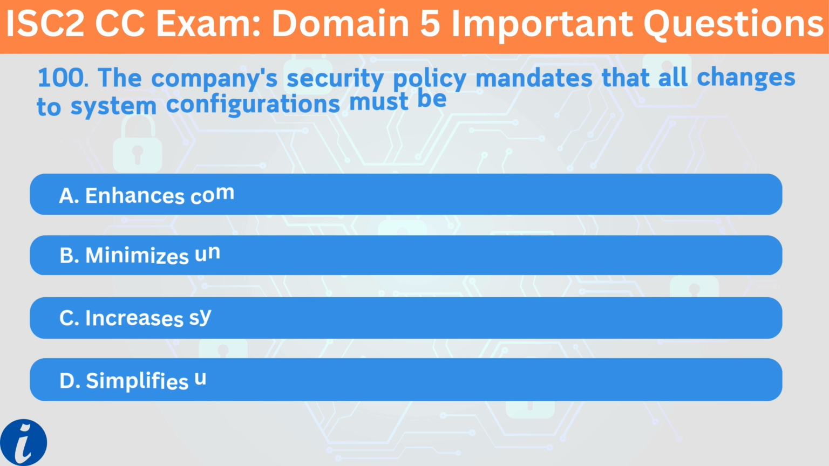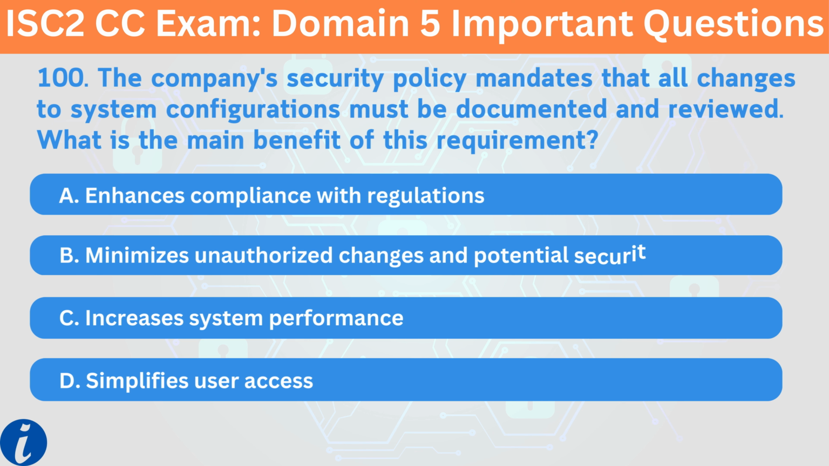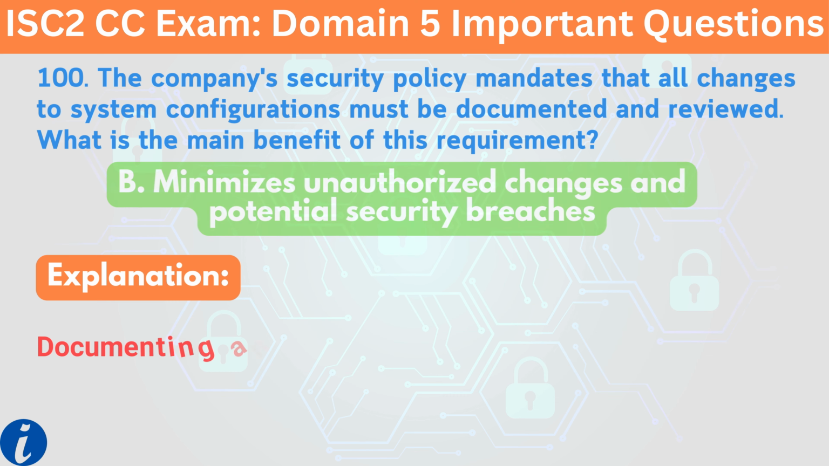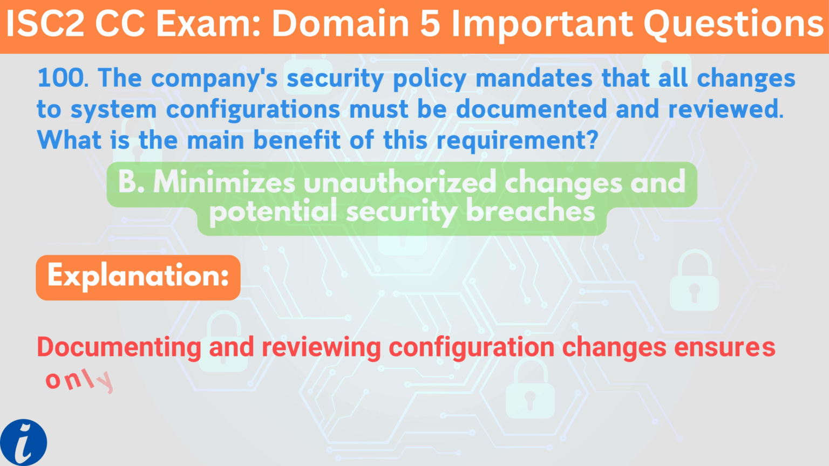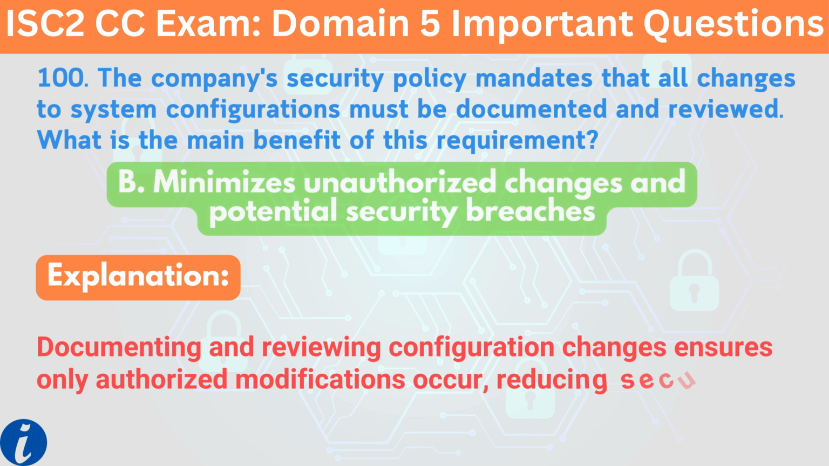100. The company's security policy mandates that all changes to system configurations must be documented and reviewed. What is the main benefit of this requirement? A. Enhances compliance with regulations. B. Minimizes unauthorized changes and potential security breaches. C. Increases system performance. D. Simplifies user access. The correct answer is B. Minimizes unauthorized changes and potential security breaches. Explanation. Documenting and reviewing configuration changes ensures only authorized modifications occur, reducing security risks.